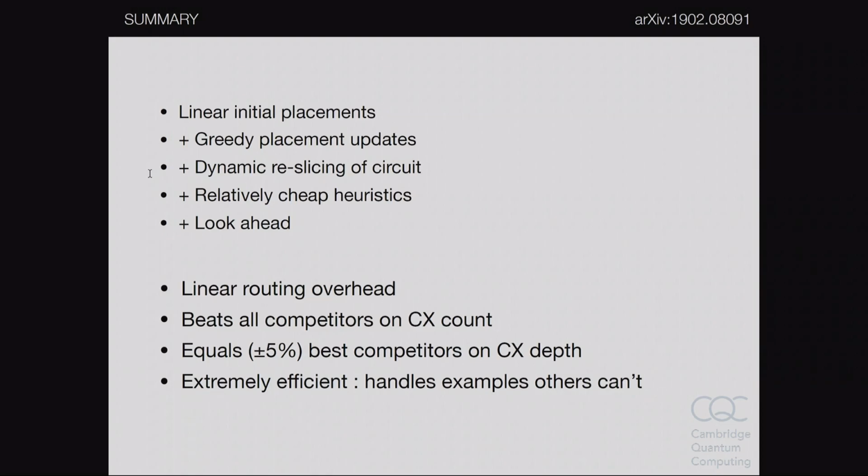And what do you get if you do this? We have a linear routing overhead, beats all the current competitors on CX count, at least at the time of releasing the paper, in the ballpark for best CX depth overhead. And also, it's incredibly computationally cheap. It goes through circuits in seconds, so you can run circuits which other competitors might not be able to.